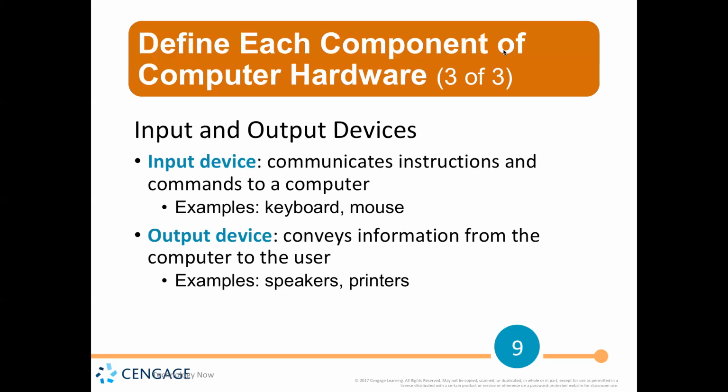You can use a microphone as an input device if you're talking to Siri, for example, on a handheld. A mouse is an input device. A webcam is an input device. And then output, primarily a monitor, but also speakers and printers and other forms as well.